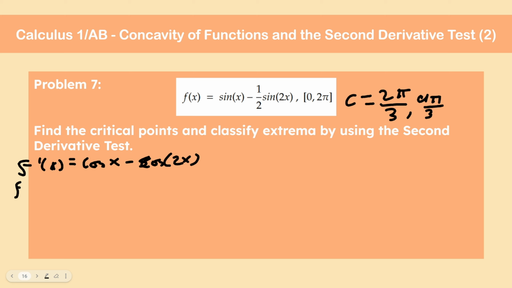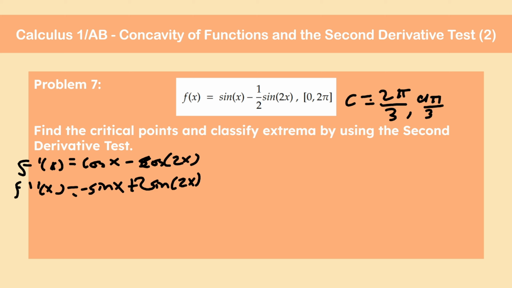Okay, so now we're going to take the second derivative. So this would be negative sine x. This would be negative sine x, which turns it positive. So now we have sine 2x, but we have to take the derivative of the inside. So now we have negative sine x plus 2 sine 2x.